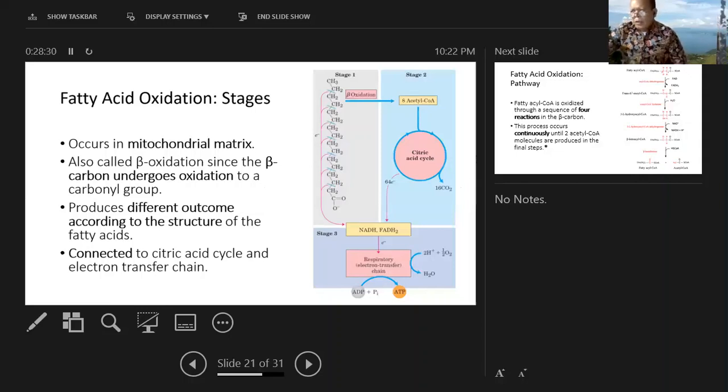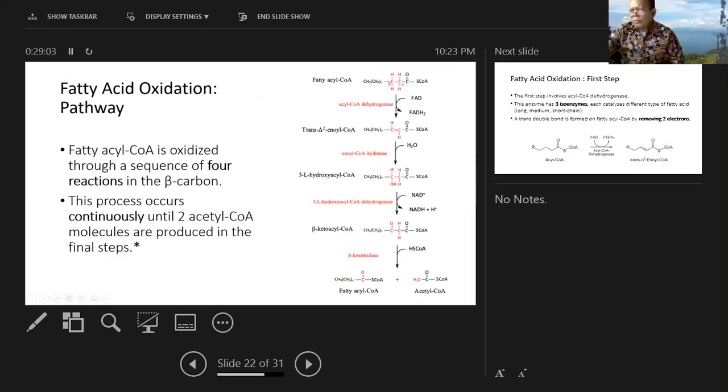This set occurs in the mitochondrial matrix and is also called beta oxidation, since the beta carbon undergoes oxidation to a carbonyl group and produces different outcomes according to the structure of the fatty acid. This stage is also connected to the citric acid cycle and the electron transfer chain. Let's have a look at the pathway.